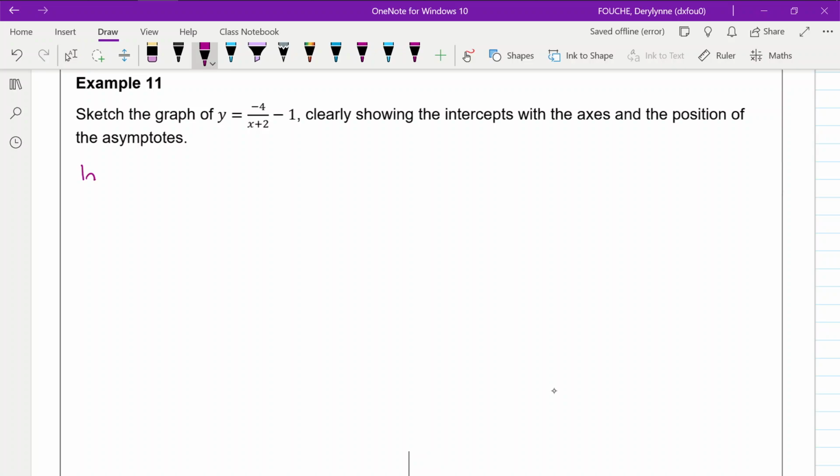Now, our form of a hyperbola is the following. y equals a times 1 over x minus b plus c. And I've put the a to the side just so that you can actually see that the number on top of your fraction is actually going to be your dilation.